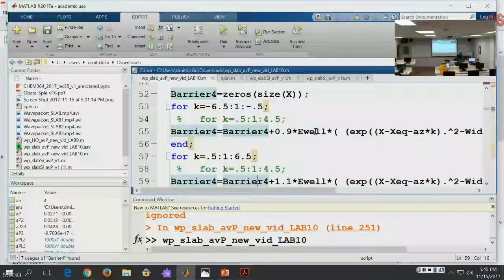Make sense? It's one potential for two layers of different materials. But since we have only one electron, only one simulation cell, the variable V that later is set up like V equals to barrier will include everything, all types of atoms that we have in the simulation cell.